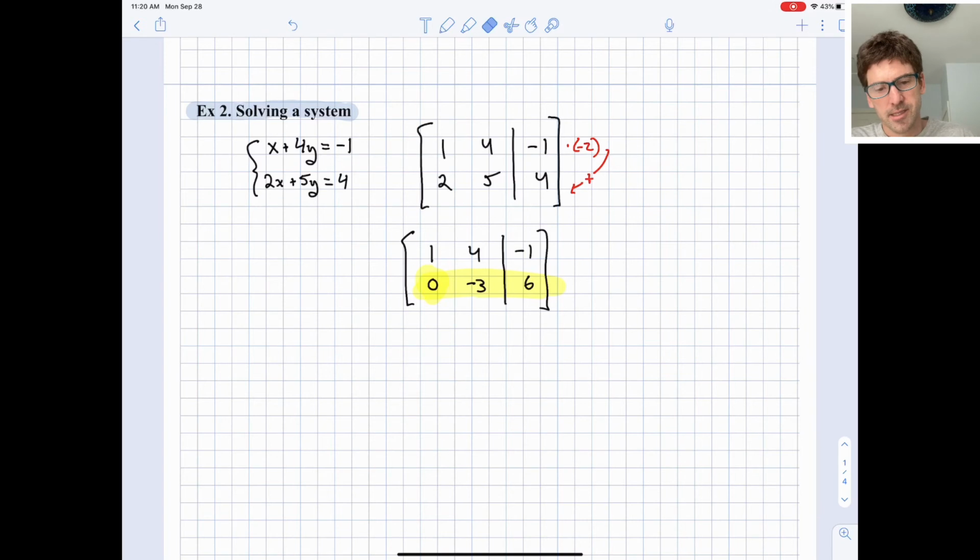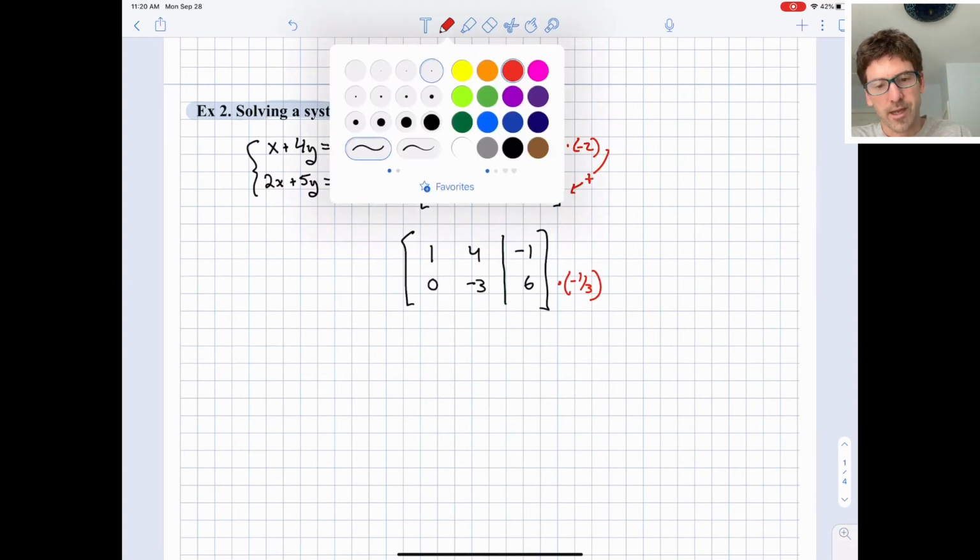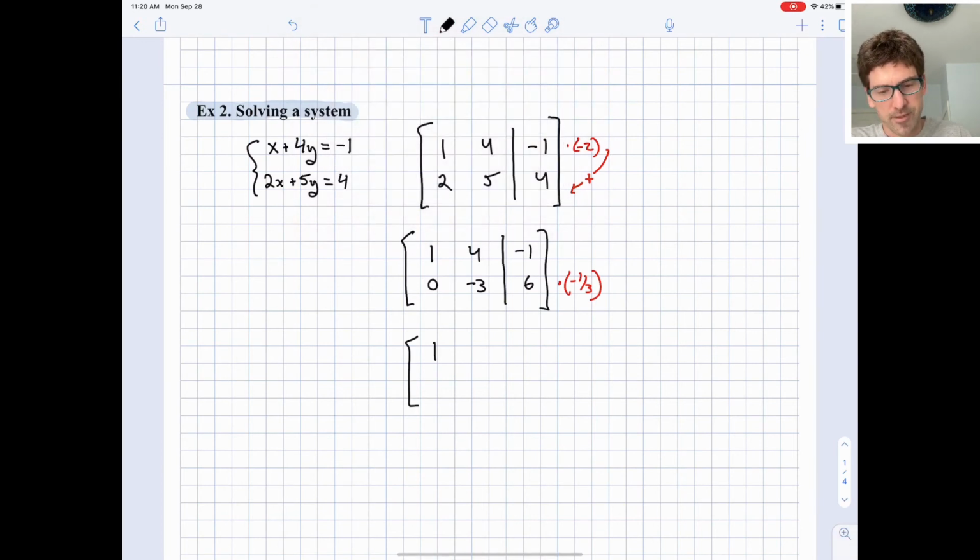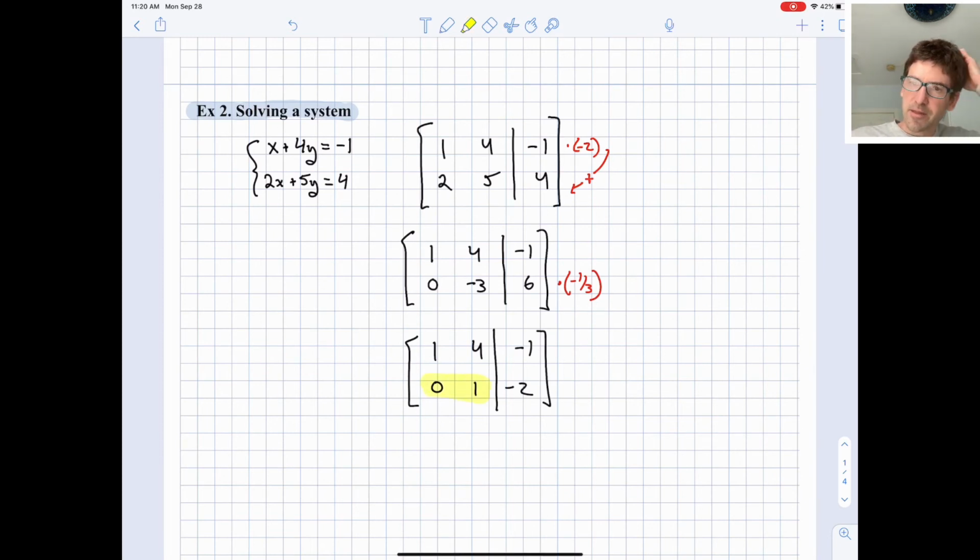Okay, so our next step is to multiply row 2 by -1/3. And that'll get us what y is equal to. So what we'll have after doing that is our row 1 stays the same, and our new row 2 turns into this. This is our goal, to get something that looks like that, a 0 and a 1, meaning that y is equal to a number. Okay, so now we've solved for y.